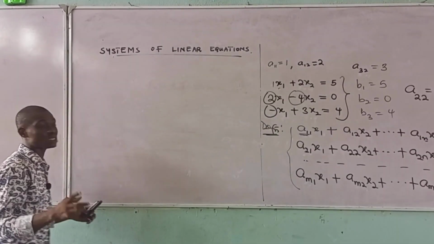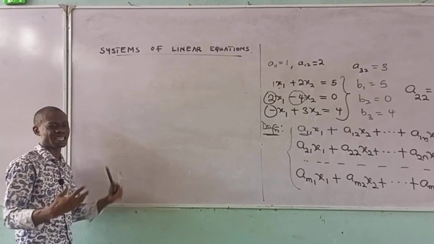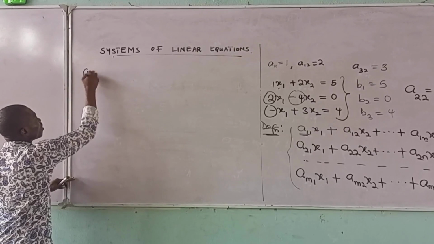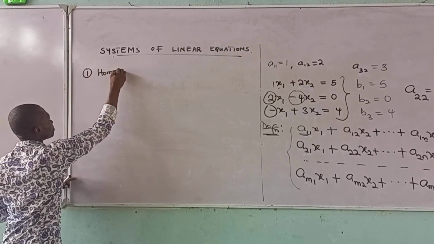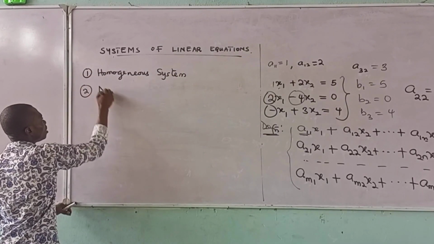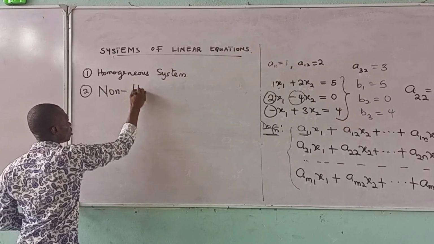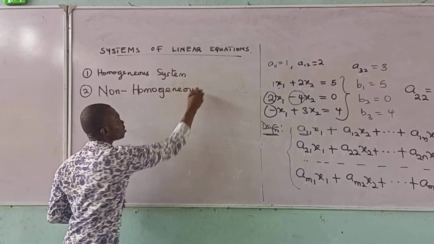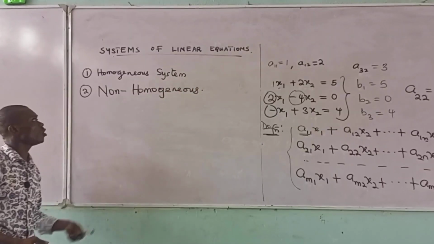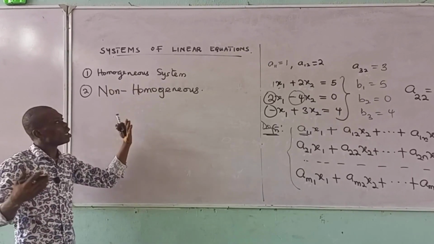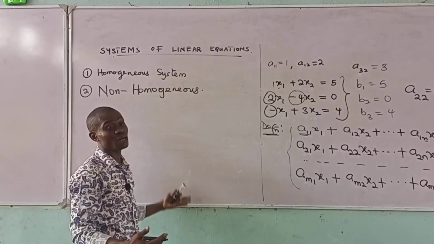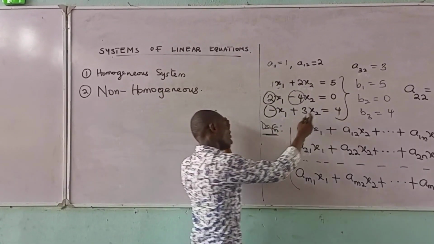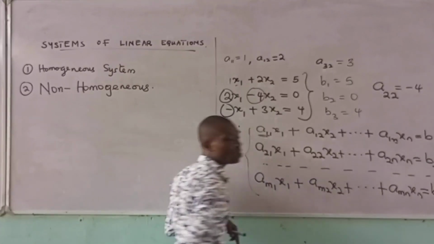Okay, so we have basically two types that I'm going to mention here that are important for us in this particular course. One is what we call the homogeneous system, and then we also have just the opposite of it, the non-homogeneous. So a linear equation can be homogeneous or non-homogeneous. By definition, what does it mean for a system of equations to be homogeneous? Very simple. Now look at it here.